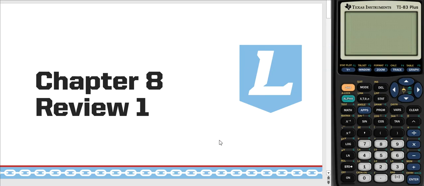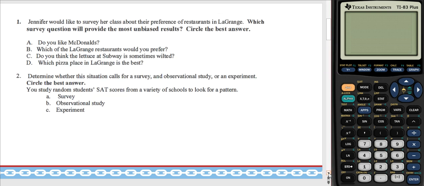So reviewing for the first quiz out of Chapter 8, looking at data analysis and probability, some introductory things there. Question 1, Jennifer would like to survey her class about their preference of restaurants in LaGrange. Which survey question would provide the most unbiased result? Right, so unbiased is giving us good, valid data without the question pushing our results in some way.